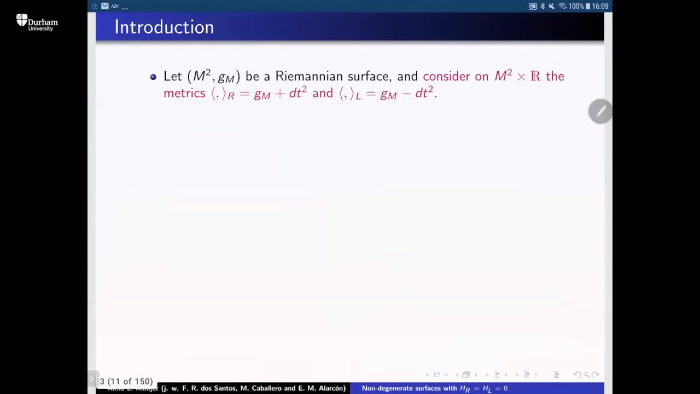The way to extend this result is to try to generalize our ambient space and study similar problems. One of the first generalizations we can think about is to consider product spaces instead of the Euclidean space. So if we consider M a Riemannian surface, then we can consider on the topological product space M times R two different metrics, the metric g_M plus dt squared and the metric g_M minus dt squared. So a Riemannian and a Lorentzian metric on the same topological manifold. We have again the same construction.